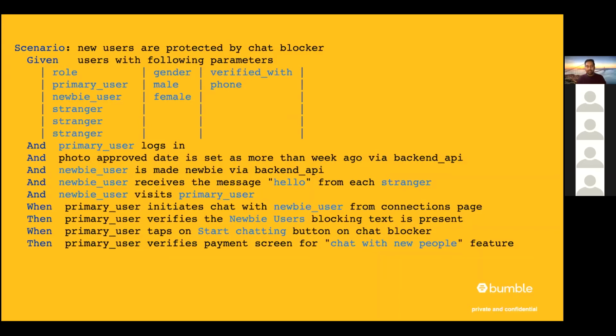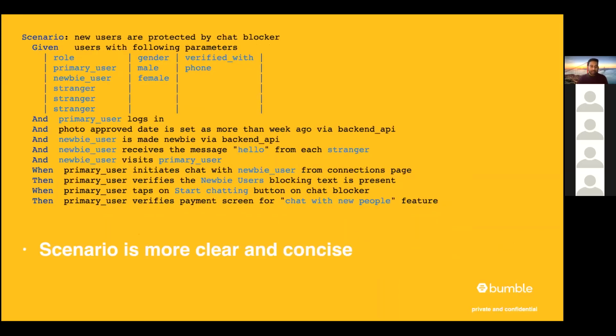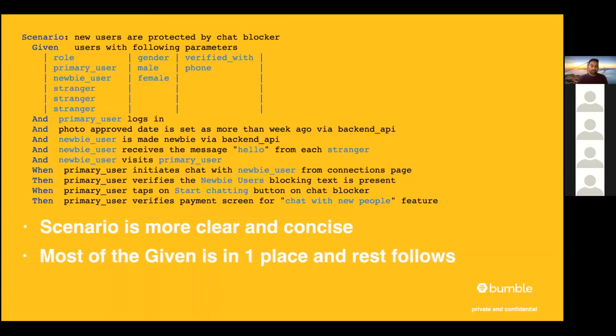Now, this gives clarity at a glance, and it becomes quite clear what the purpose of this scenario is. The scenario is more clear and concise. I can share the scenario with any of my product people and business people, whom these scenarios are actually for, and they will find it easy to relate to what the overall feature is that we are trying to test here. So it becomes more clear and concise.